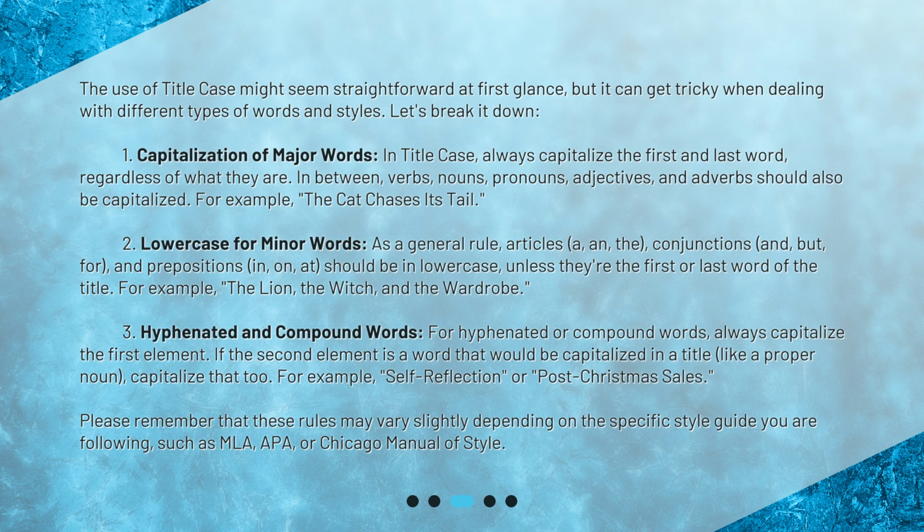2. Lowercase for minor words. As a general rule, articles (a, an, the), conjunctions (and, but, for), and prepositions (in, on, at) should be in lowercase, unless they're the first or last word of the title. For example, The Lion, the Witch, and the Wardrobe.